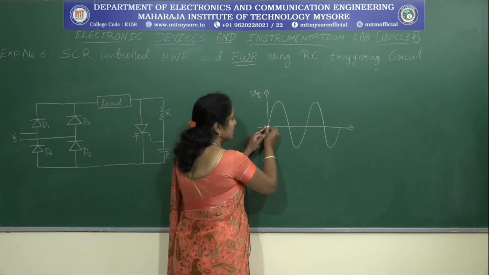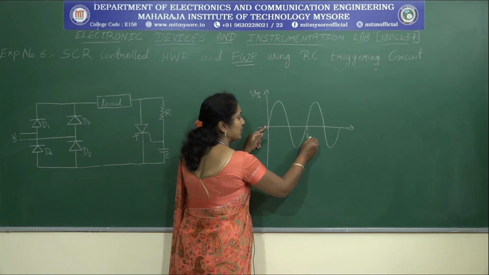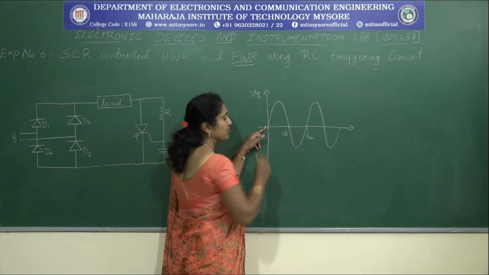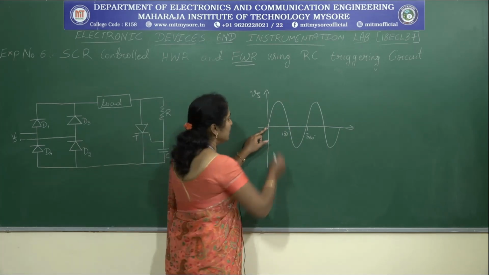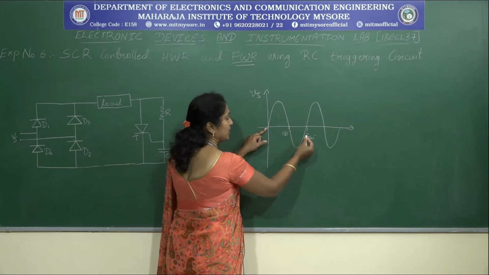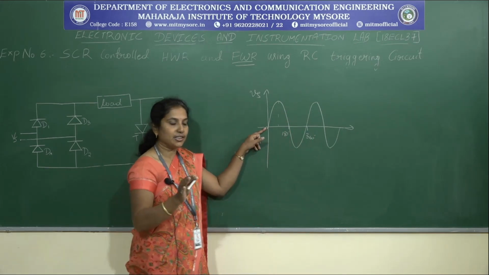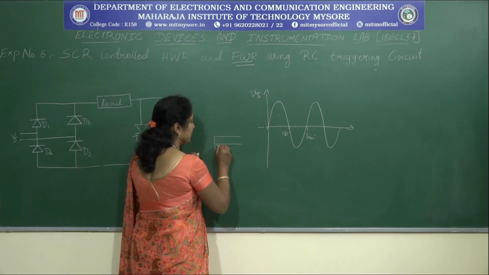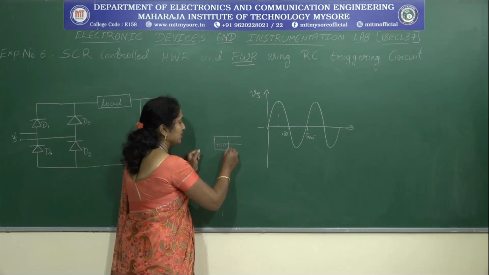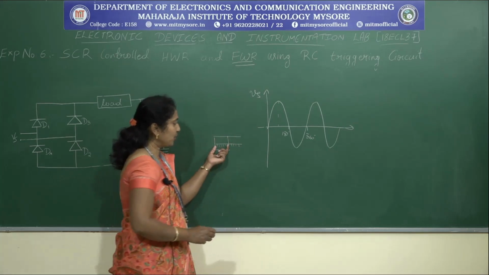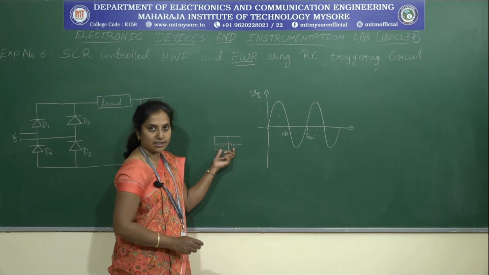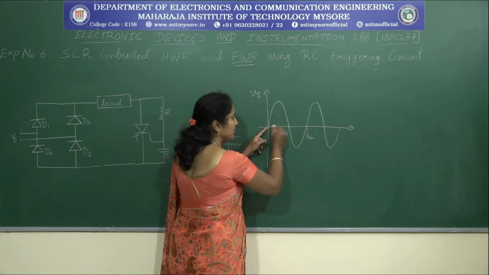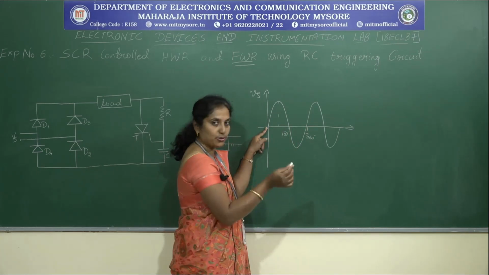From this point to this point you have 360 degrees, and at this point you have 180 degrees. So this is the 90, this is the 180 and this is the 360. In your CRO there are divisions. Your waveform comes under these divisions. So you have to observe how many divisions one complete half cycle covers.